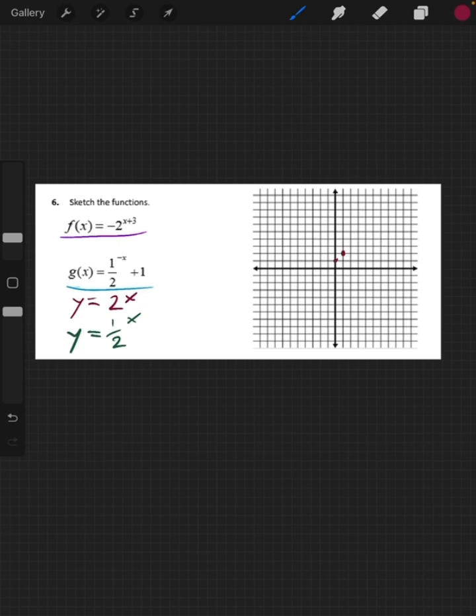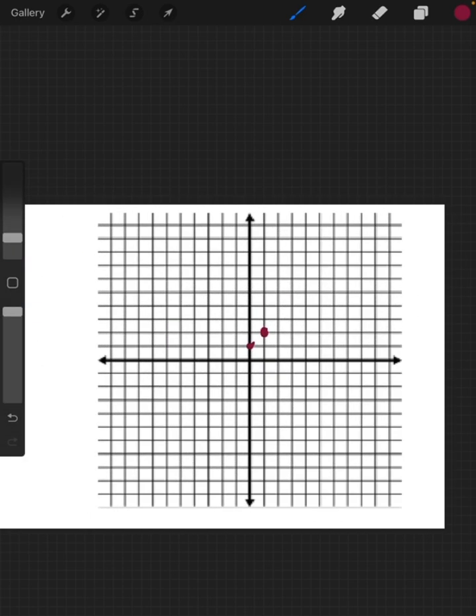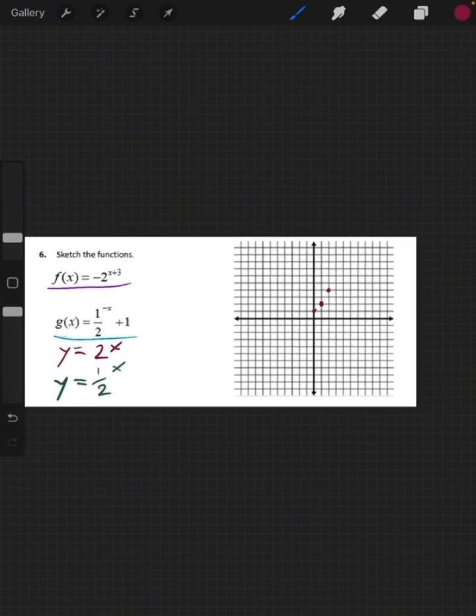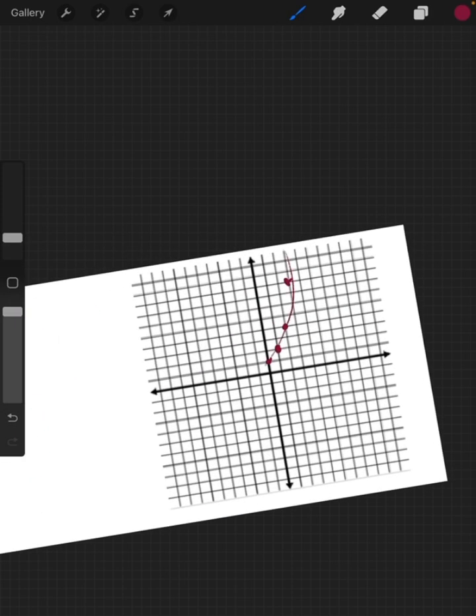And when x is at 2, it's 2 to the power of 2, so that means it goes all the way up to 4. When it's at 3, it's all the way up to 8. Okay. And then that's generally how it looks.